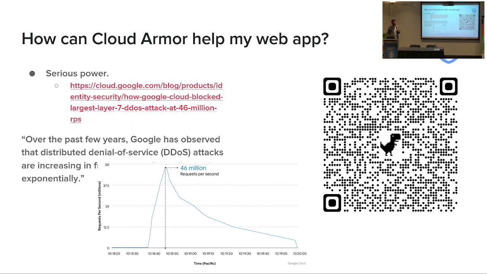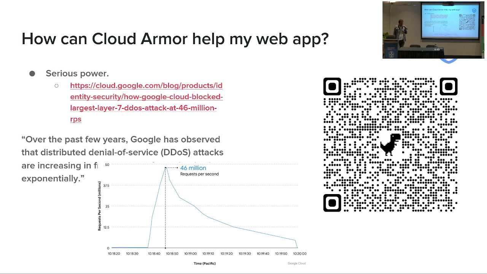And with Cloud Armor, there's an interesting case study here, which I'm just going to talk about. It's got serious power. It was built internally at Google for their own purposes, like most GCP products, before they released it to the public for consumption. They recently had a blog post, and I'll share the slides if you don't want to read that post on your phone.